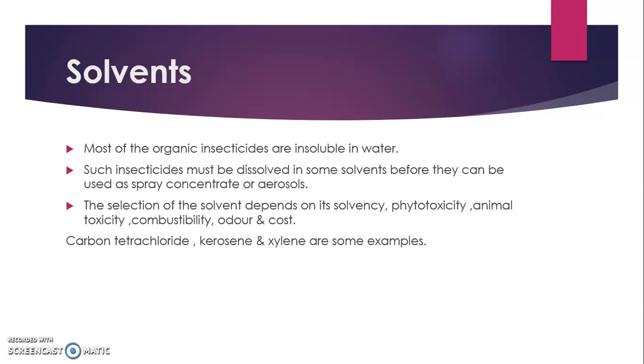Next is solvent. Most of the organic insecticides are insoluble in water. Such insecticides must be dissolved in some solvents before they can be used as spray concentrate or aerosols. The selection of the solvent depends on its solvency, phytotoxicity, animal toxicity, combustibility, odor, and cost. Some examples of the solvents are carbon tetrachloride, kerosene, and xylene.